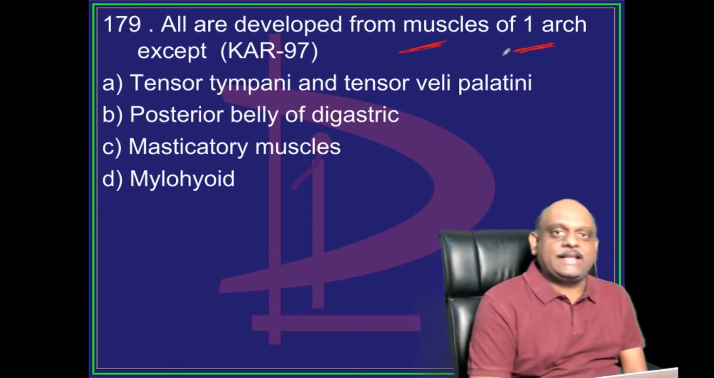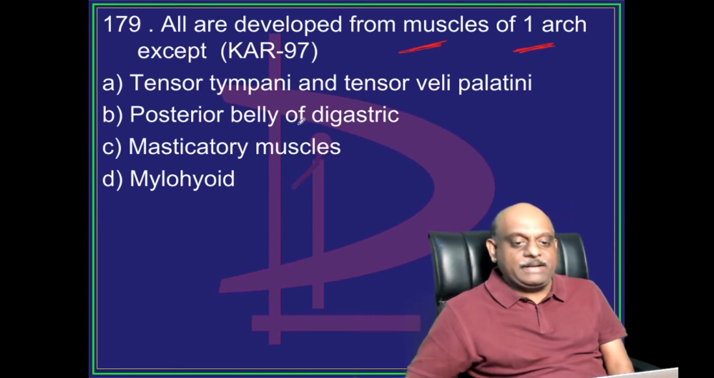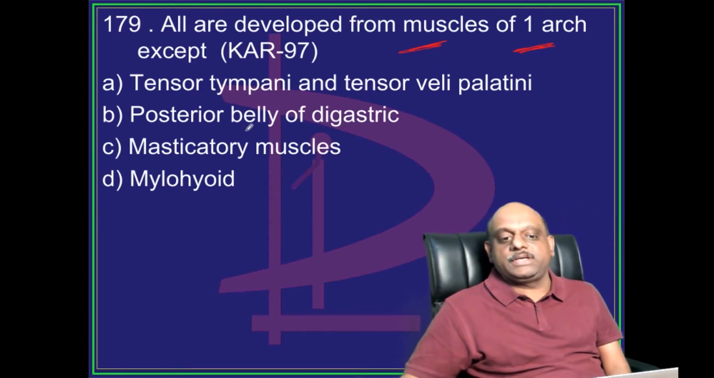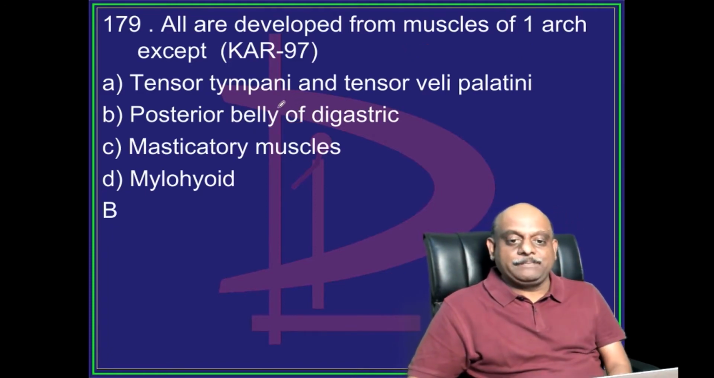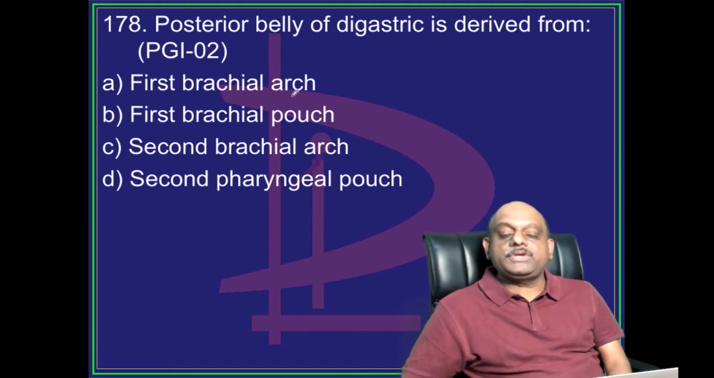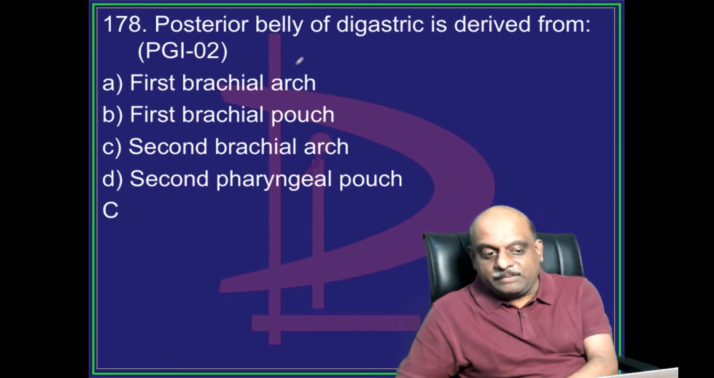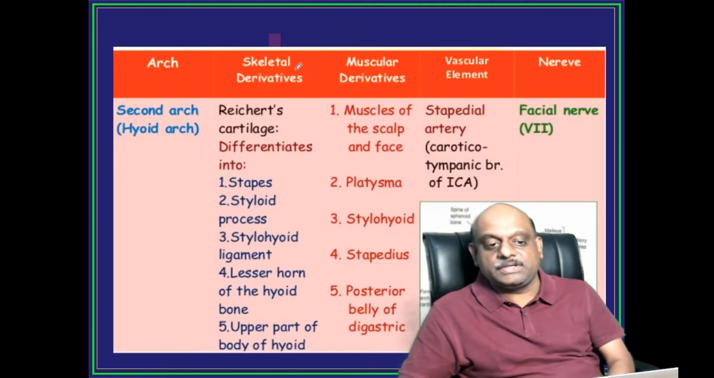Bipin Preet rightly says, it is not the posterior belly of the digastric, which is the second arch. That's what you should remember. Now, posterior belly of the digastric is derived from the second branchial arch.